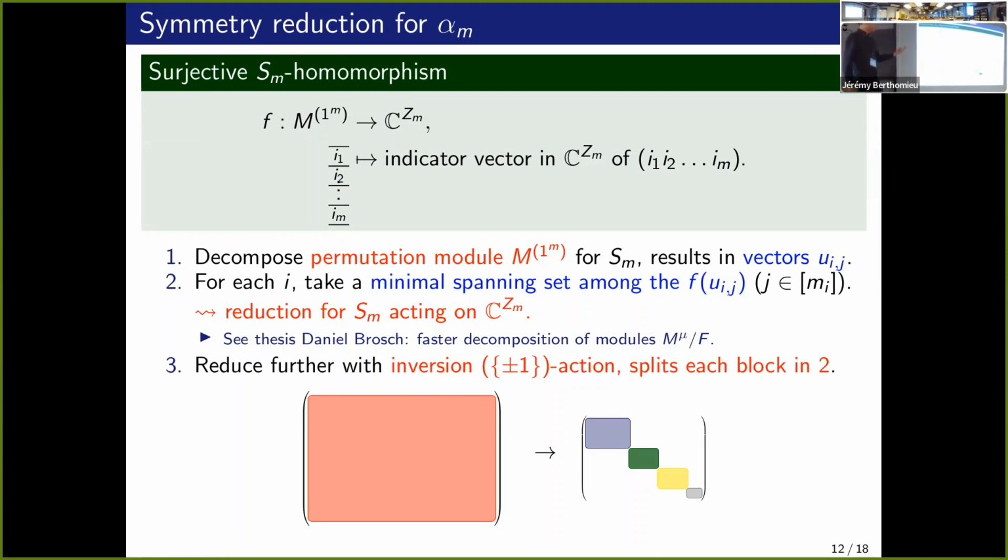So we also have a ±1 action, but we observe that these two actions commute. So the S_m action and the inversion action commute. We can apply this ±1 action just later, and it splits each block into two. But for details, you can look at our paper. So this is basically the high level overview of what we did to obtain the block diagonalization.